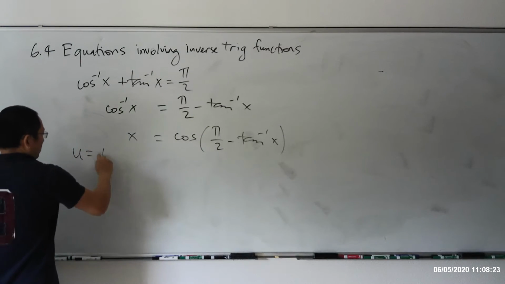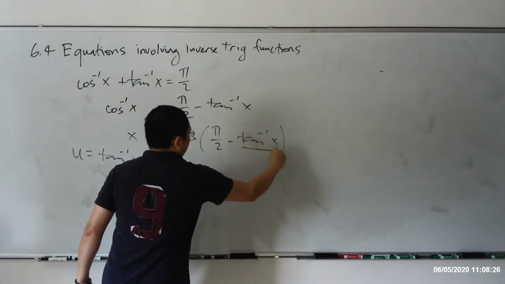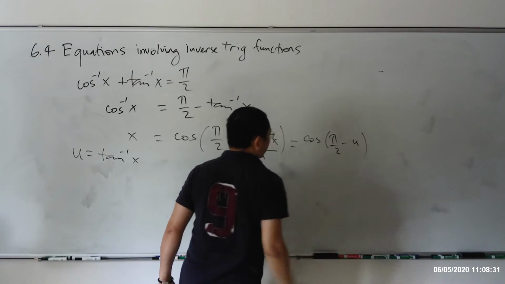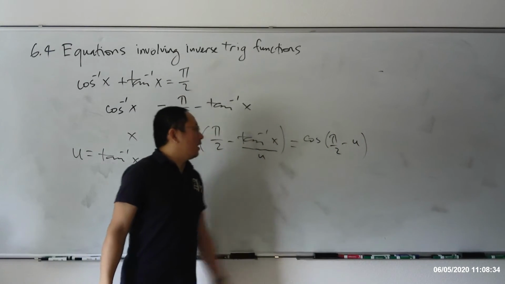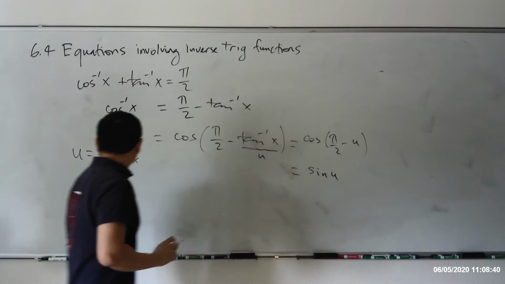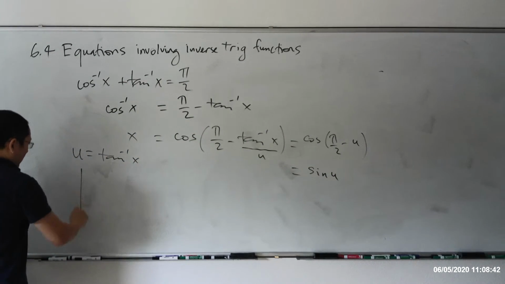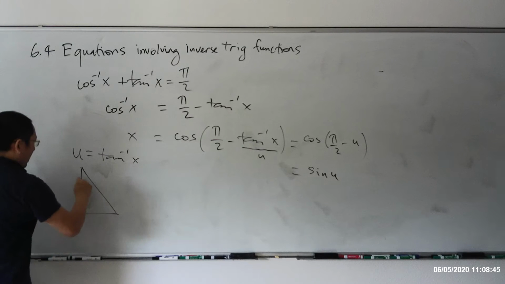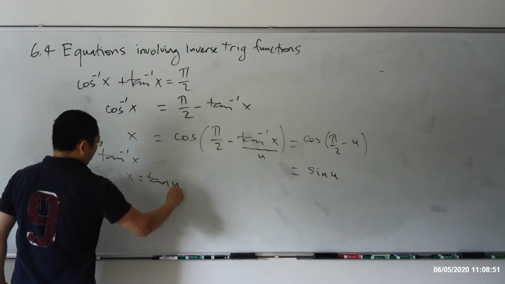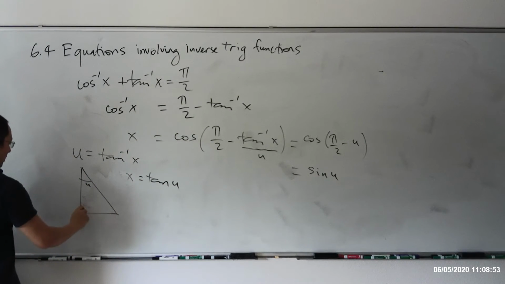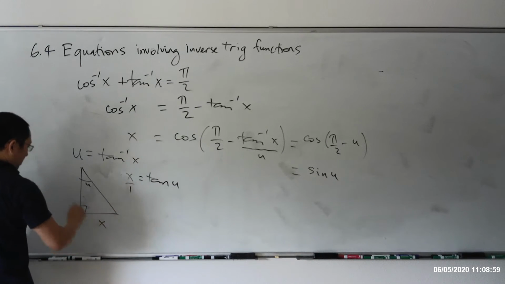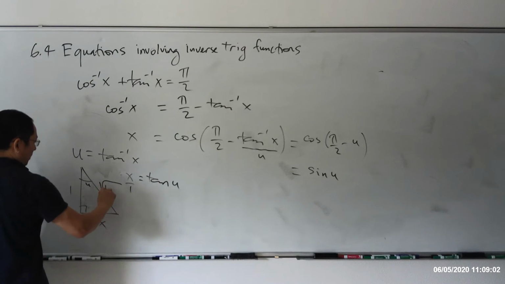Let u equal tangent inverse of x. This is your u right here. So this is cosine of pi over 2 minus u. There are a couple ways to take care of this. If you know that cosine of pi over 2 minus u is just equal to sine of u right away, then use the right triangle that we have. This means x equals tan u, tangent of u right here. Tangent is opposite, so x over 1, x here, 1 here. So this side, the hypotenuse, is going to be square root of 1 plus x squared.